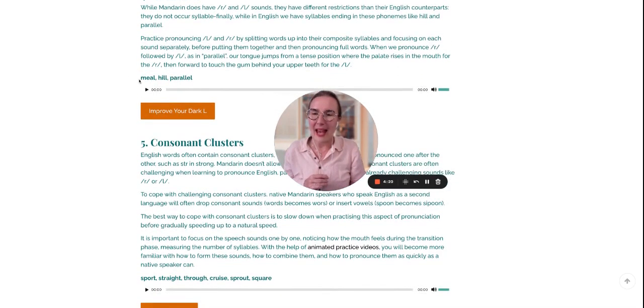So next we have the la, particularly the dark L, meal. For the dark L, you need to touch your tongue tip on the bump behind the teeth, and at the same time, ever so slightly swallow the back of the tongue. But remember to press that tongue tip very firmly into the bump behind the teeth. Meal. You may need to add a helping schwa here. Meal, hill, parallel.